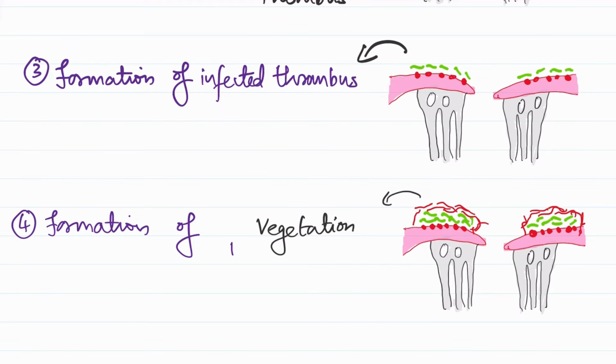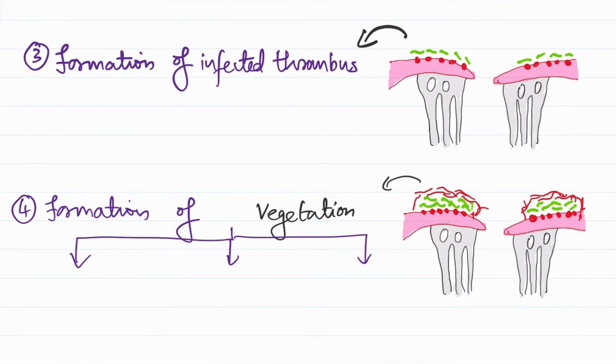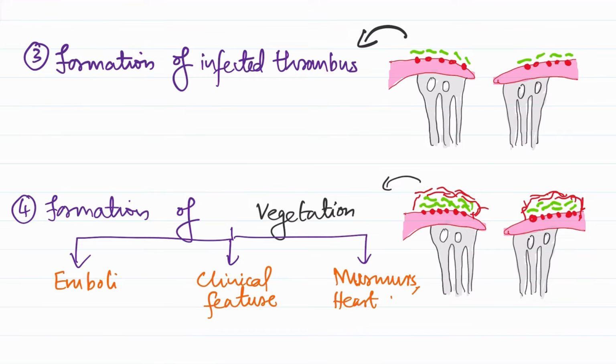What happens to the vegetations? So there are three possibilities. First, these vegetations can form emboli and they can embolize. So emboli formation could occur, and because of the sepsis and vegetation formation, we'll have our clinical features, that is cardiac manifestations, which we'll discuss next. Then there is valvular damage, which can be seen in the form of murmurs, regurgitant valves, or heart failure. This happens with the formation, development and further progression of the vegetations.